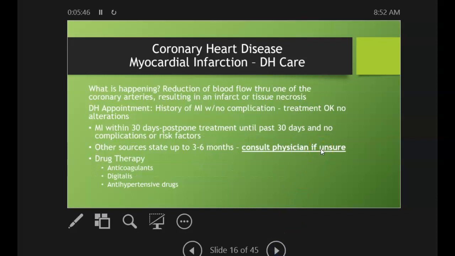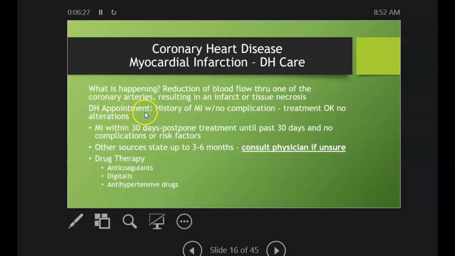So myocardial infarction is the second manifestation of coronary heart disease. It is a reduction of blood flow through one of the coronary arteries, resulting in an infarct. An infarct is an area of tissue that undergoes necrosis because of no blood flow. So it's dying because there's no blood to that area. An MI, or a myocardial infarction, is most commonly known as a heart attack. It can also be known as a coronary occlusion or a coronary thrombosis. I already said what's happening, reduction of blood flow.